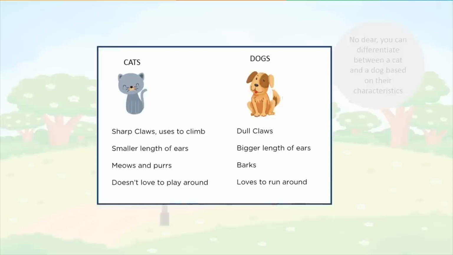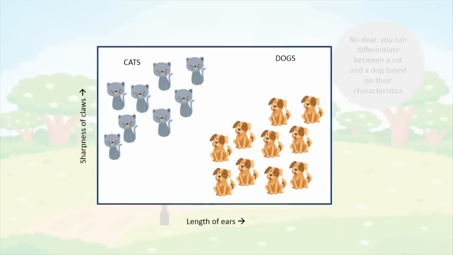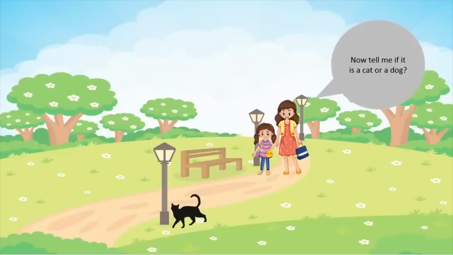You usually don't see a cat running around people, although I do have a cat that does that, where dogs do. We can evaluate the sharpness of the claws and the length of the ears, and we can usually sort out cats from dogs based on even those two characteristics. Now tell me if it is a cat or a dog. An odd question. Usually little kids know cats and dogs by now, unless they live in a place where there are not many cats or dogs.